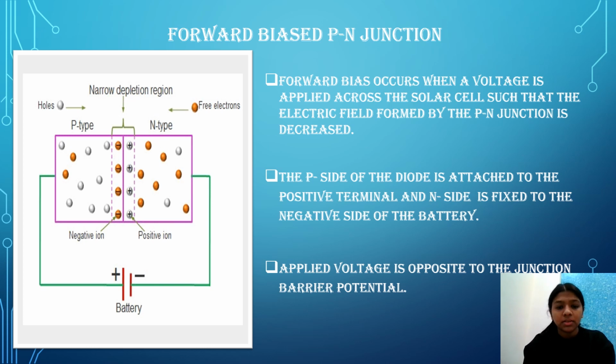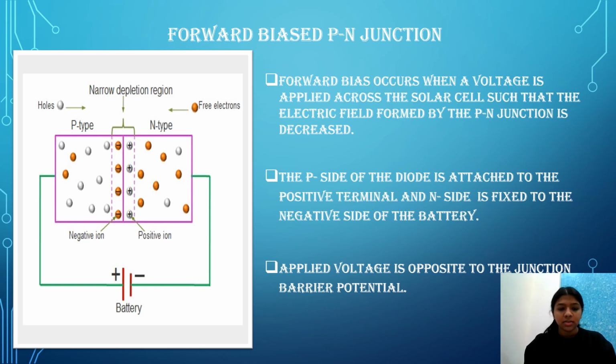Each hole on the p side combines with an electron from the n side. Due to this, a covalent bond will break and an electron generated from the covalent bond moves towards the positive terminal. There is a formation of electron-hole pairs. Holes carry current in the p region and electrons carry current in the n region.